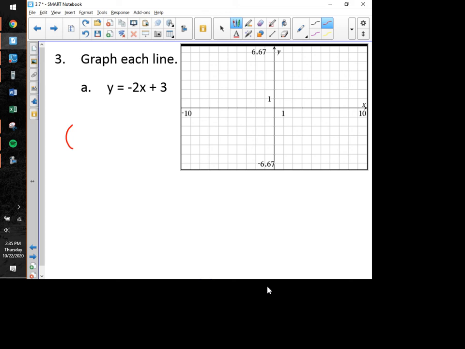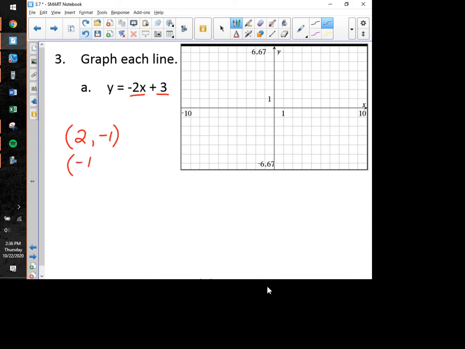For example, when x is 2, negative 2 times 2 would be negative 4, plus 3 makes negative 1. The ordered pair 2, negative 1 is a solution here because when you put the negative 1 in for y and the 2 in for x, we should get a true statement. Let's check that. Negative 1 should be equal to negative 2 times an x value of 2, plus 3. Well, that makes negative 4, and negative 4 plus 3 is negative 1. Check. That one works.